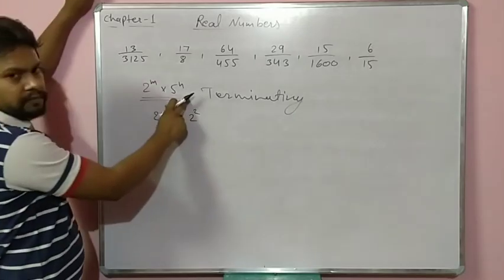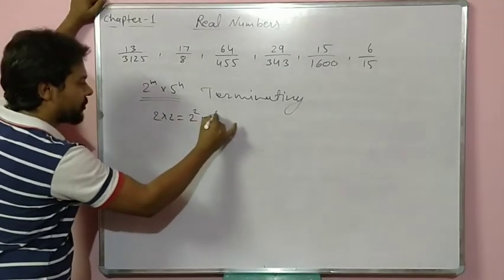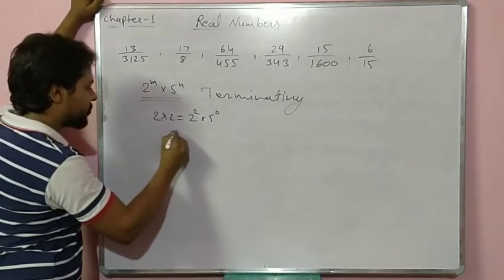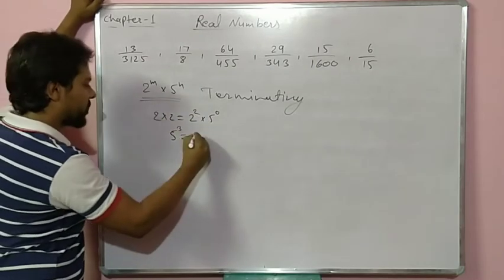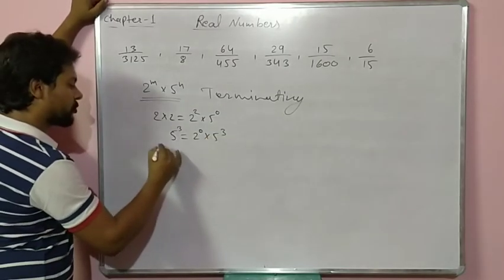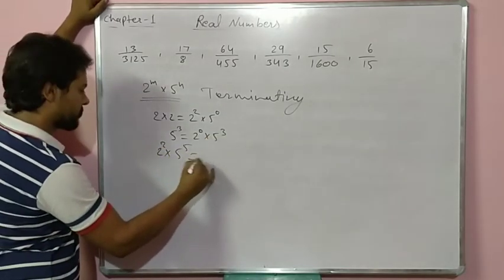It is of this form. Yes, because I can write it as 5 to the power 0. Right? It is of this form. If it is only 5 to the power 3, it is of this form. I can write 2 to the power 0 into 5 to the power 3. Okay. If it is 2 to the power 2 into 5 to the power 5, perfectly fine.